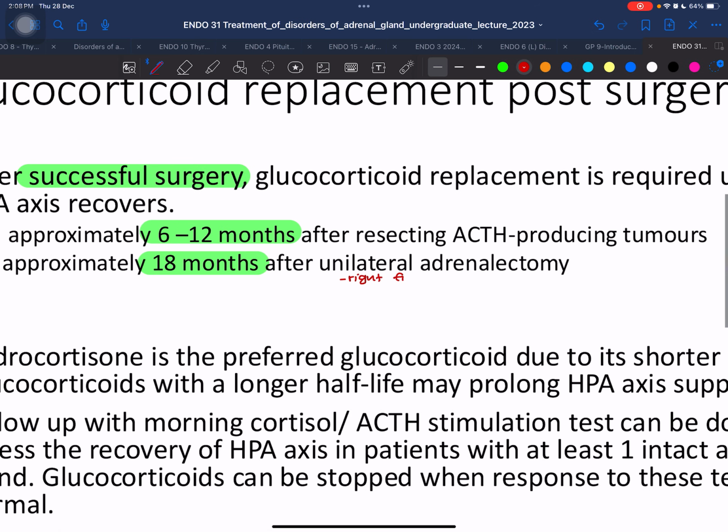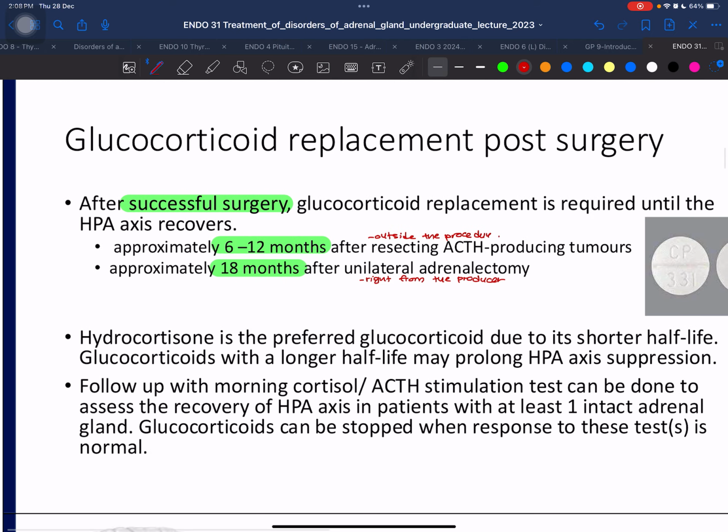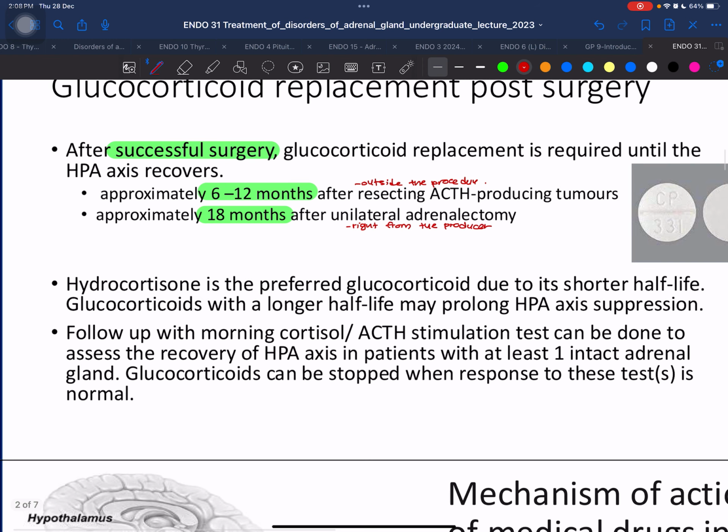The clinicians would have to monitor their blood results during each follow-up. Hydrocortisone is the preferred glucocorticoid due to its shorter half-life. Glucocorticoids with longer half-life may prolong the HPA axis suppression, so they have to be given with care by the endocrinologist in charge.